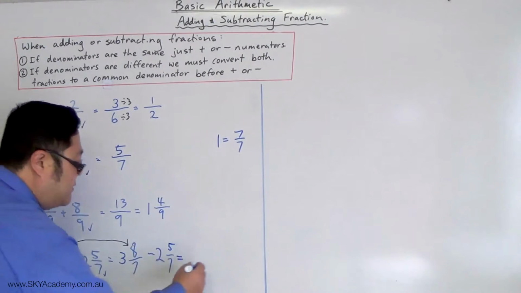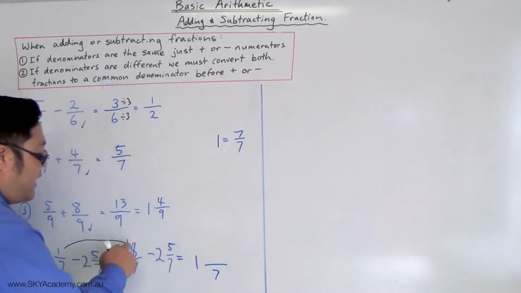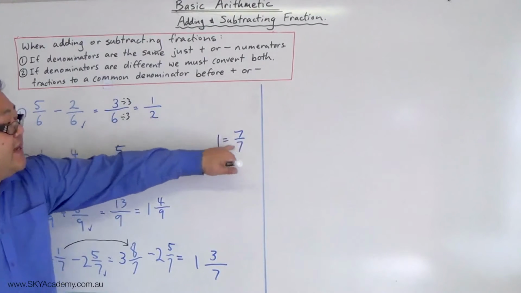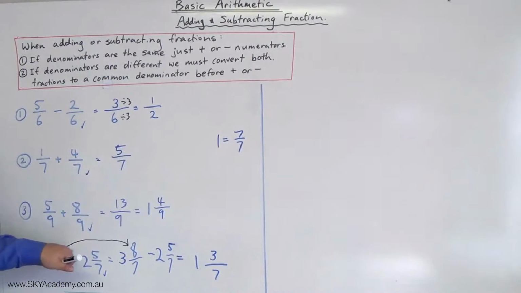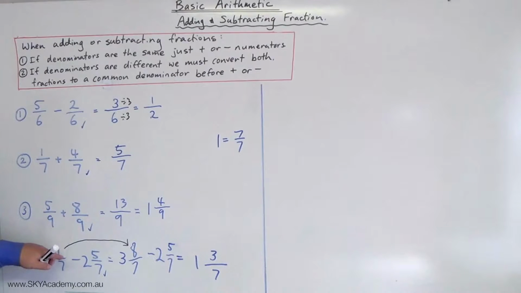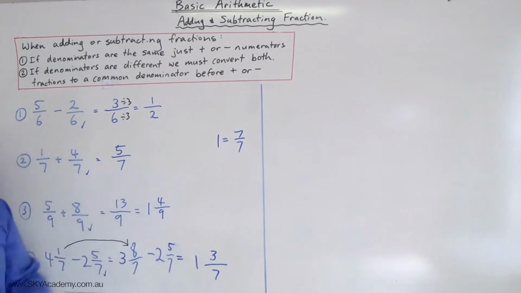The bottoms are the same, so it'll just be sevenths. 3 minus 2 is 1. 8 minus 5 is 3. So you're left with 1 and 3 sevenths. The tricky bit is being able to take 1 whole away from the 4, turn that 1 whole into 7 sevenths, add the 1 seventh that you've got, and you get 8 sevenths, right? And you do that because you can't take 5 away from 1. Alright? So you go 3 and 8 sevenths minus 2 and 5 sevenths, that gives you 1 and 3 sevenths.